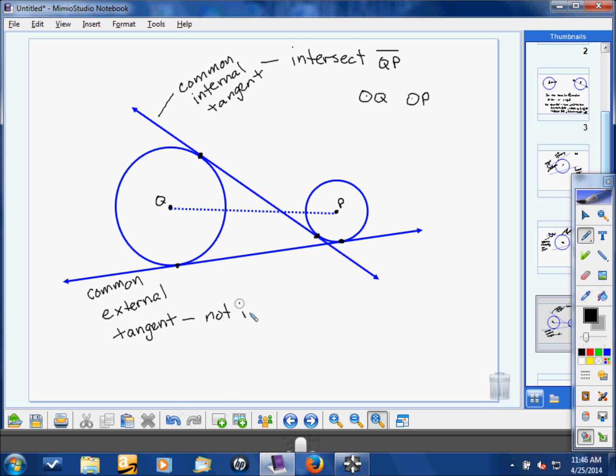And that's how they give a much tighter definition than just looking at them. They look like they're internal and they look like they're external, which they do. But this is how technically you're supposed to tell. They do not intersect segment QP.